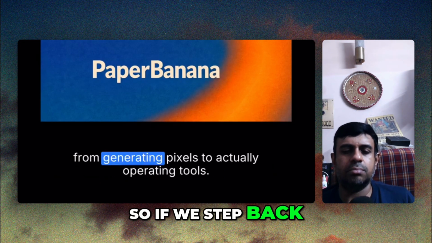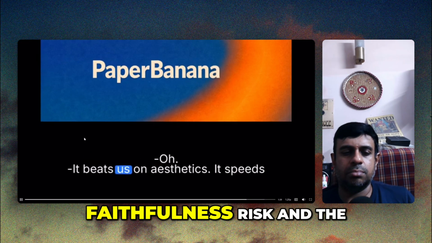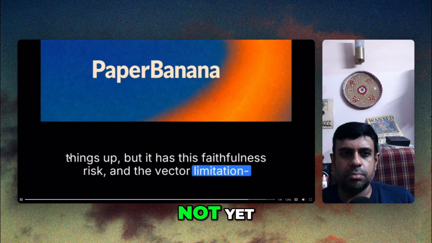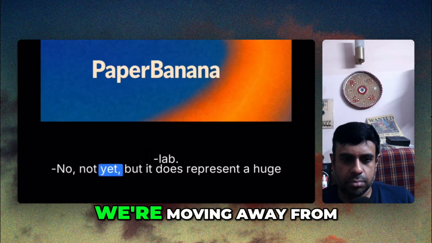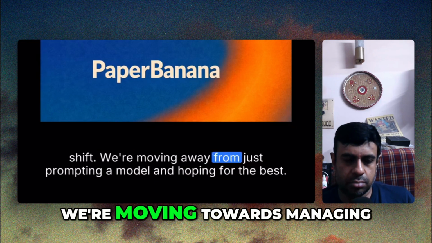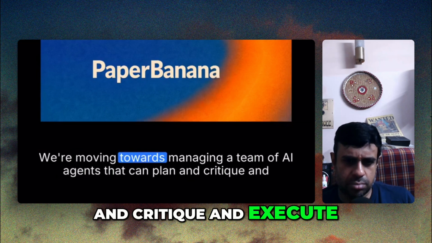So if we step back, PaperBanana is amazing. It beats us on aesthetics, it speeds things up, but it has this faithfulness risk and the vector limitation. Right. It's not quite ready to take over the lab. No, not yet. It does represent a huge shift. We're moving away from just prompting a model and hoping for the best. Right. We're moving towards managing a team of AI agents that can plan and critique and execute a complex task.